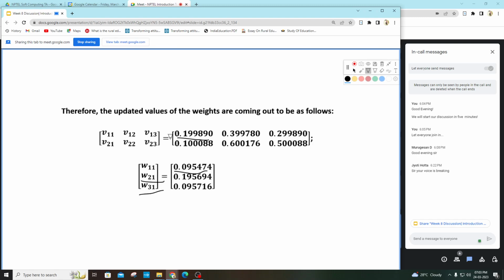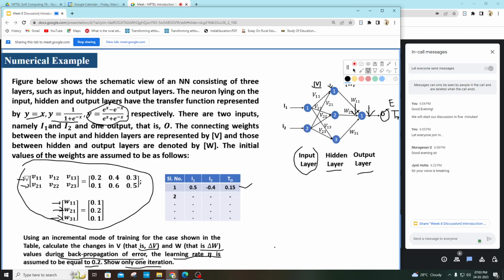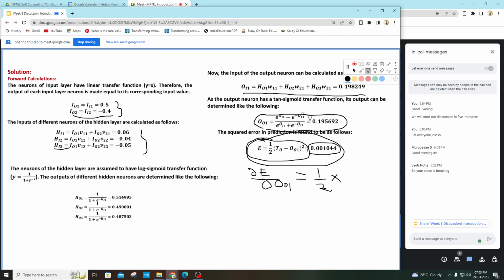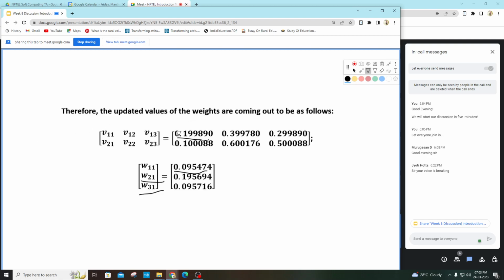Similarly for V also, your V11 was 0.2 and del V11 was minus 0.000110. So 0.2 plus minus 0.000110, you will be getting 0.199890. So is this clear? Same you can do for V12, V13, V21, V22, V23. So is this clear?